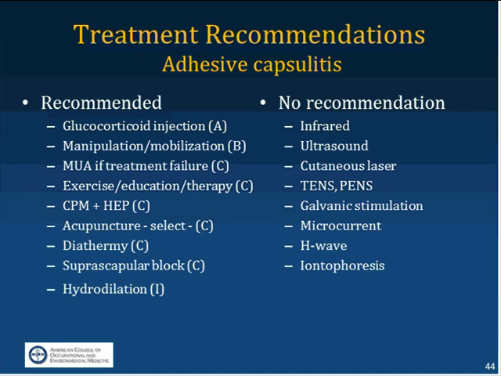There are a whole variety of things you can try for adhesive capsulitis, including steroids, manipulation. MUA didn't used to be recommended. It's now got some C-level evidence. And I think, you know, orthopedists do this as well as chiropractors, but the issue is different. There's some evidence for exercise and education. The CPM machine with a health enhancement, or home exercise program rather, has some low-level evidence, as does acupuncture, diathermy, a suprascapular block. Hydrodilation, or blowing up the shoulder with water, is recommended on a consensus basis. There's no recommendation, again, for this list on the right.